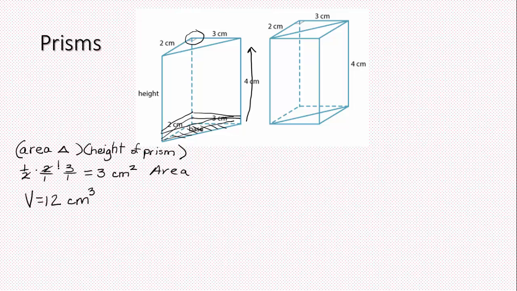How about this rectangular prism? We need the area of the base and multiply it by the height. So the area of the base is 2 times 3, and then we multiply by 4. This is pretty straightforward stuff, right? So volume is equal to 24 cubic centimeters. And it turns out that that's composed of 2 triangular prisms like the previous example. So we got volume is twice as big, which makes sense, right?